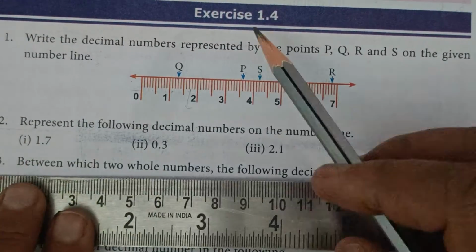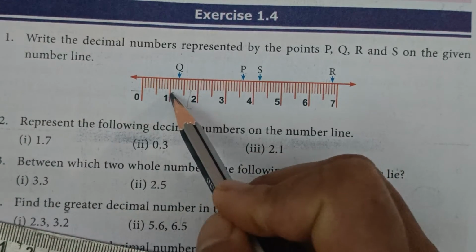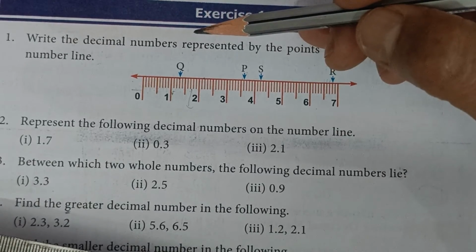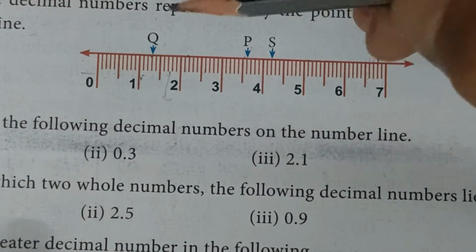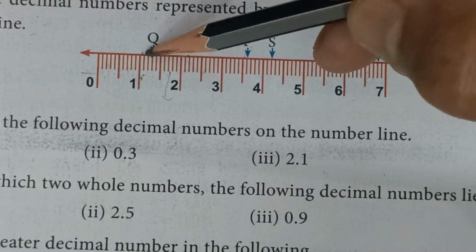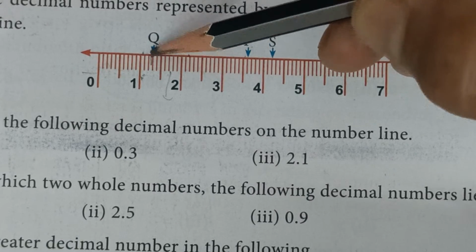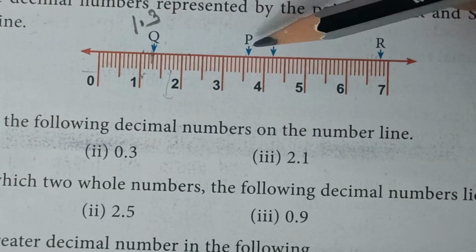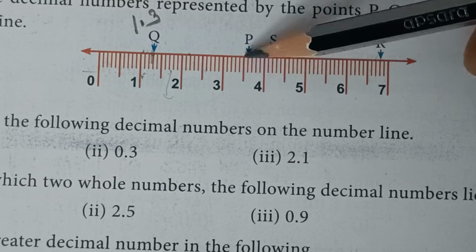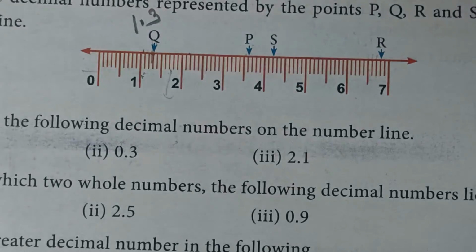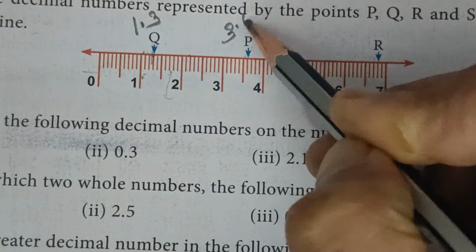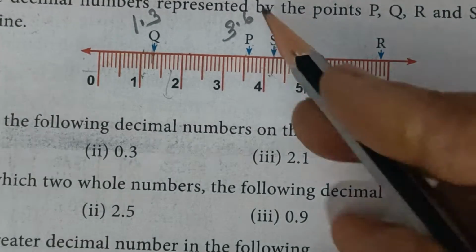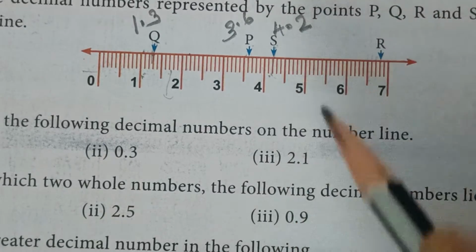So a ruler is given. You have to find the number represented by the point Q. See properly, children, Q represents which number? Q is after 1: 1.1, 1.2, 1.3. So the point Q represents 1.3. Okay. Next, this is after 3. This big line is 3.5. So after 3.5, this is the first line. So P is 3.6. And after 4, this is 4.1 and this is 4.2. So S represents the point 4.2.